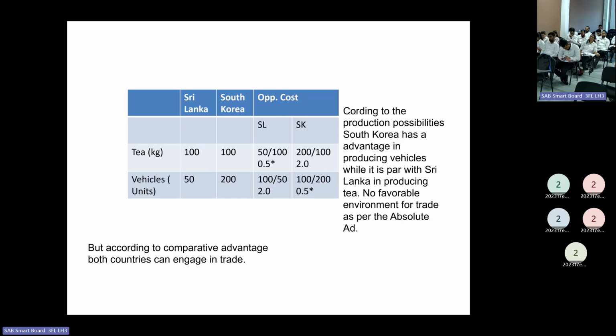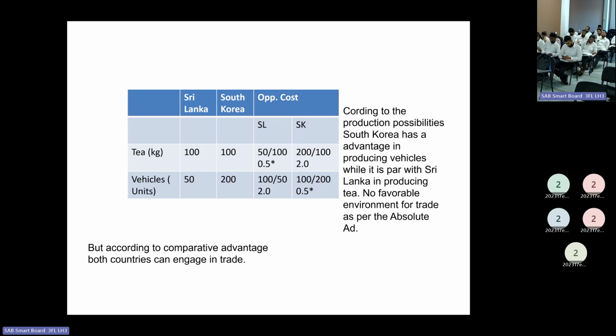So that's how it works. But it's both products. So if you plot the PPC curves, those two PPCs are not intersecting, starting from 100 in both countries. That means there is no intersection.